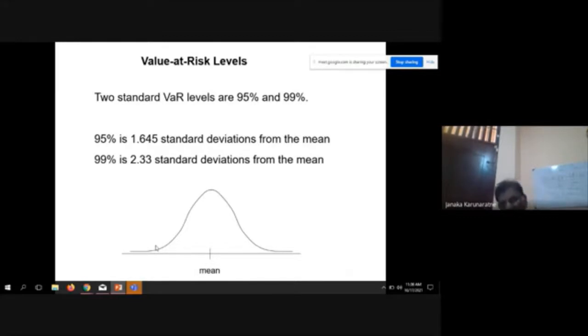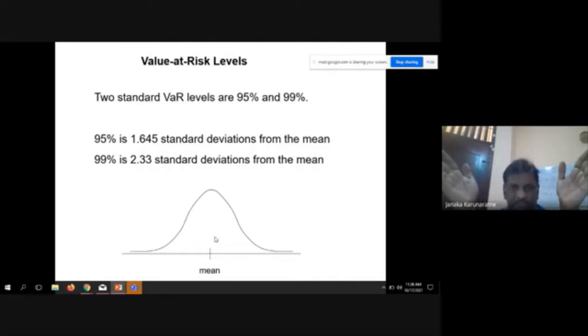Now, there are different confidence levels you attach when you express the value at risk. Very common standard value at risk levels are 99%, 95% and 90%. 95% means 1.645 times the standard deviation from the mean. 99% is 2.33 standard deviations from the mean. Don't worry too much about these, because these are given in the statistical tables. Just to elaborate, this is the mean. Most of you have done mathematics: in a normal distribution curve, you have a mean of 0 and variance 1. Any deviation from the mean to either side is called the standard deviation. So 99% confidence means 2.33 standard deviations from the mean. 95% means 1.645 standard deviations from the mean.